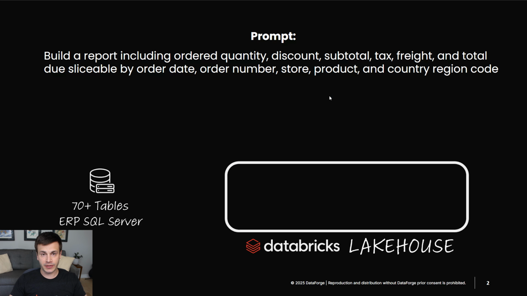So let's jump right into the problem here. We're looking at a prompt, which is a request from the business. This could be from a finance group or operations. In this case, it's probably around sales because it's asking to build a report around ordered quantity, discount, subtotal, tax, freight, total due, sliceable by order date, order number, store, product, and country region code.